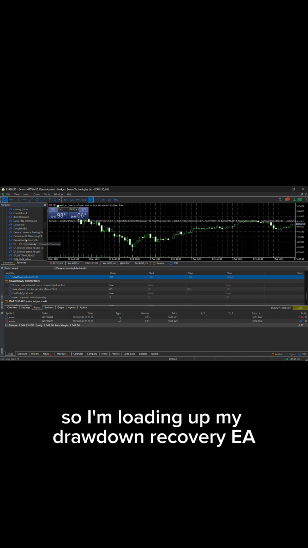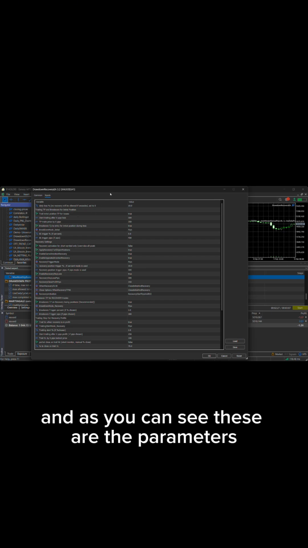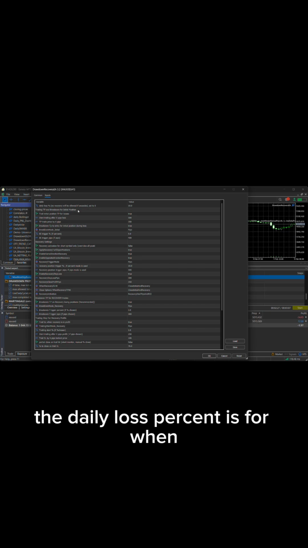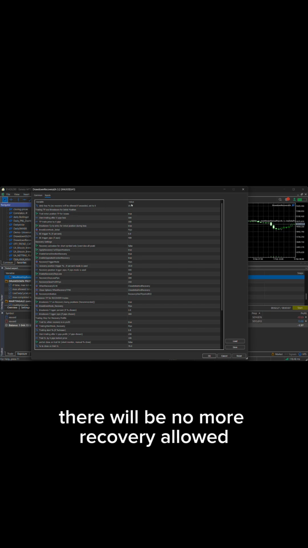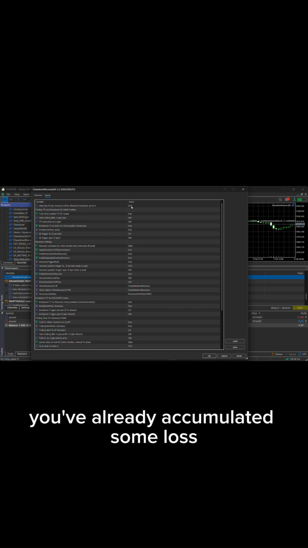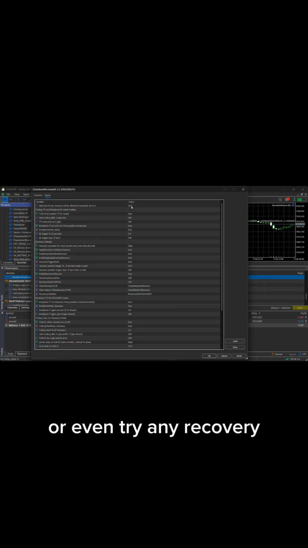So I'm loading up my drawdown recovery EA. And as you can see, these are the parameters. The first one is the daily loss. The daily loss percent is for when there will be no more recovery allowed, because definitely you've already accumulated some loss and it will be risky to open recovery positions or even try any recovery.